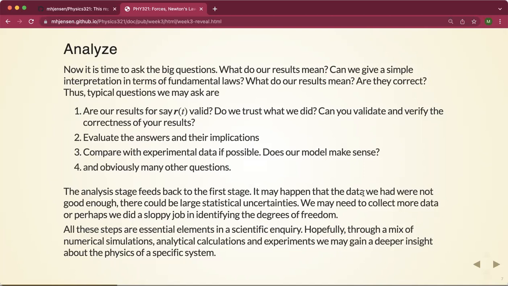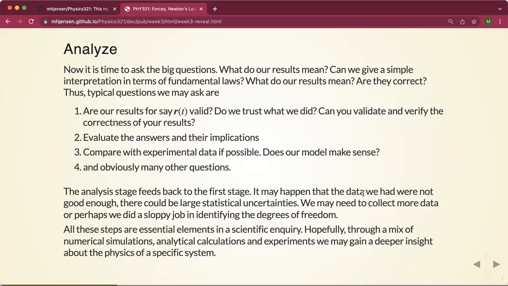If you're solving the solar system, we know from observation that the solar system is stable. So if your code or your analysis says that the solar system is not stable, then we may have done something wrong. All these steps, this analysis stage, feed back to the first stage. It may happen that the data were not good enough. You may have to collect more data.